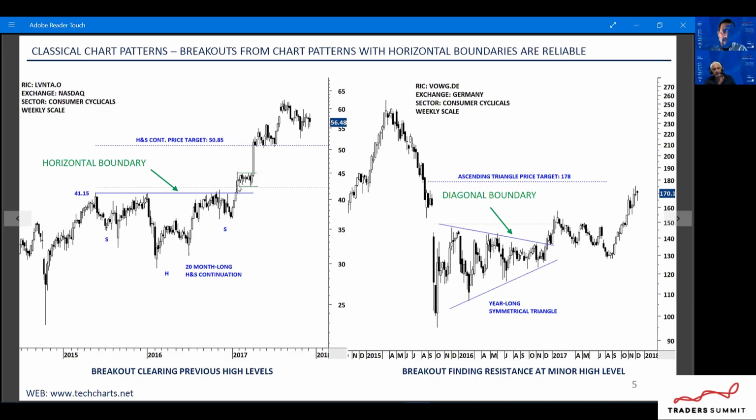Obviously, we see several breakouts that come and test the chart pattern boundary. These are hard retests, depending on the market condition and so on. But this was a breakout to all-time highs. So in the chart pattern on the right-hand side, the symmetrical triangle, you have the hurdle, the minor high. So that's a problem. That doesn't mean that the chart pattern will not succeed, but horizontals are more reliable.